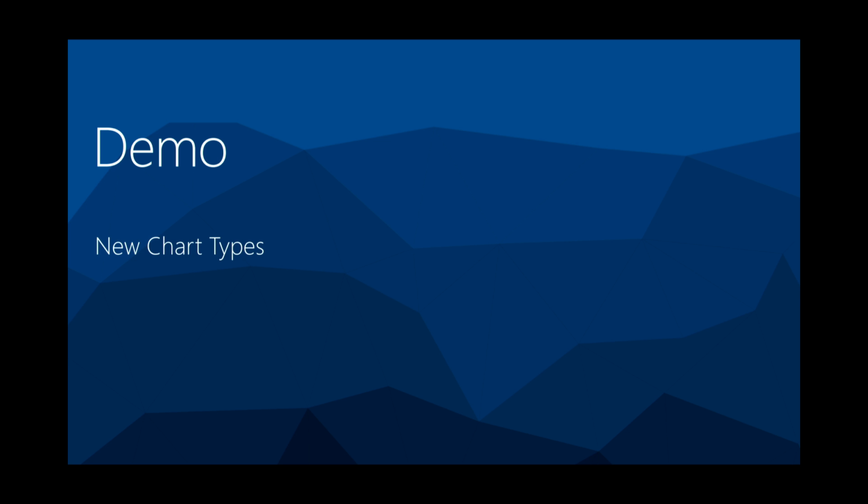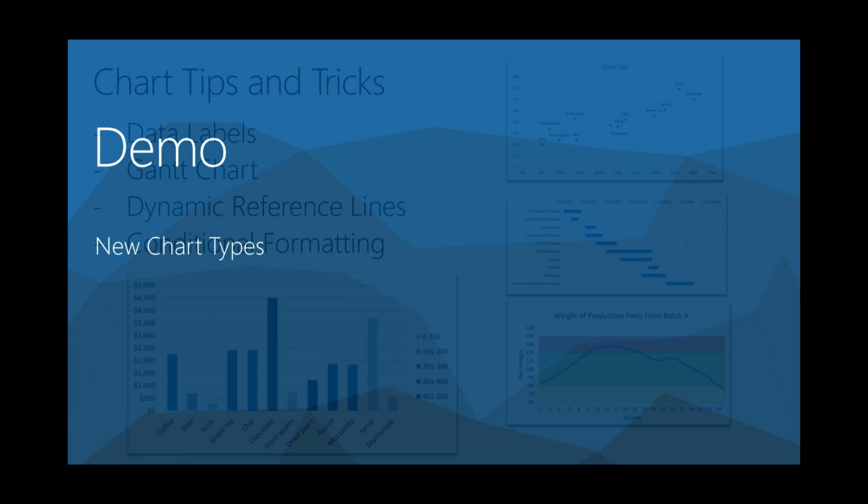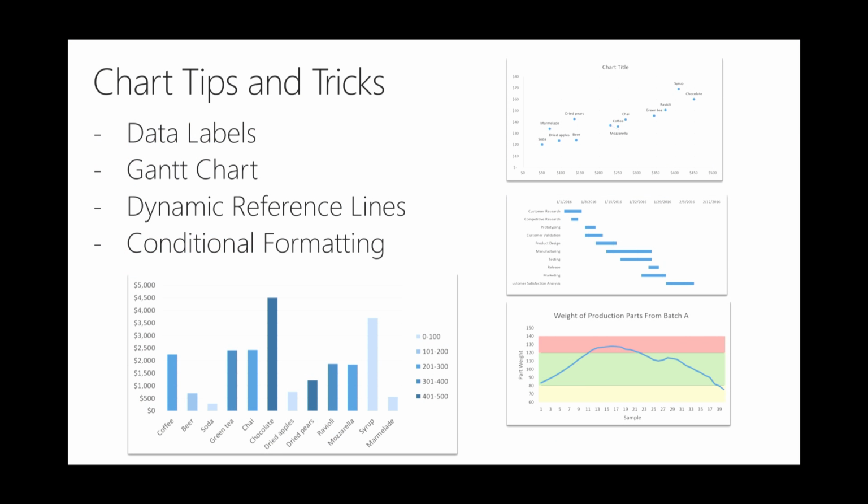Some of the things we are building in, as we did right now with chart types, and some things you can actually do in Excel today as well. So I'm going to show some tips and tricks on how to do those things in Excel today. We're going to talk about 4 things. One is richer data labels, kind of custom data labels. We'll talk about how to create a Gantt chart in Excel. We can create some dynamic reference lines, in this case, abandoned regions in Excel, and we can do some conditional formatting in charts.